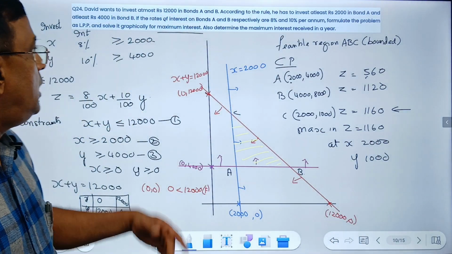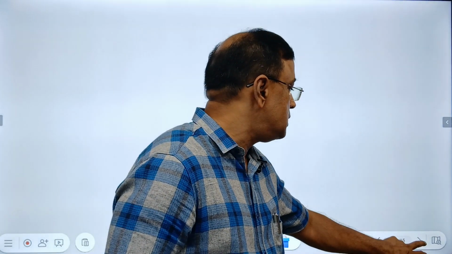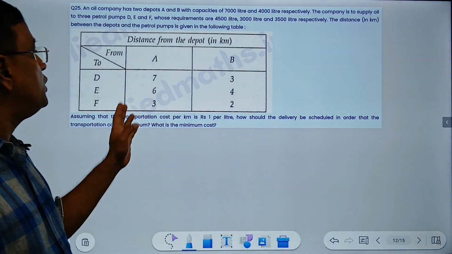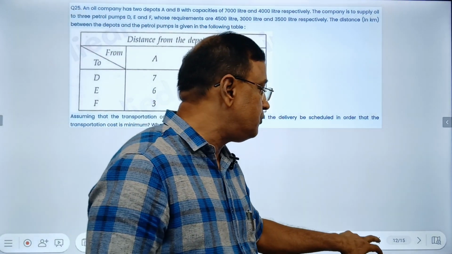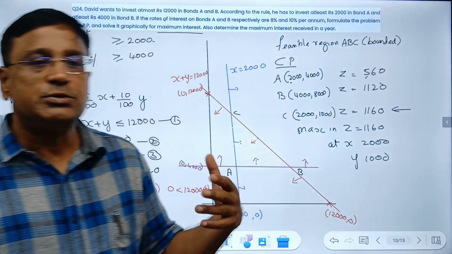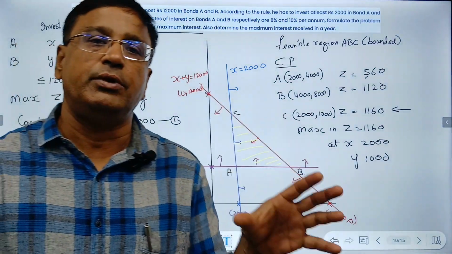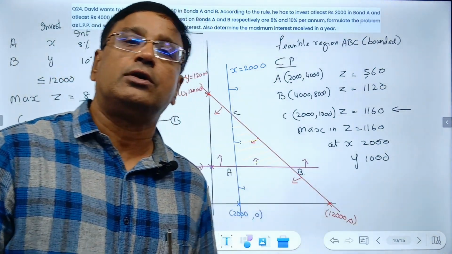Is that clear? I have one more question to do, that is the transportation problem. It is going to be a little lengthy, already it's quite a bit of time. So I will do the transportation problem next class as a separate video, because it is difficult, it takes a lot of time to do it.